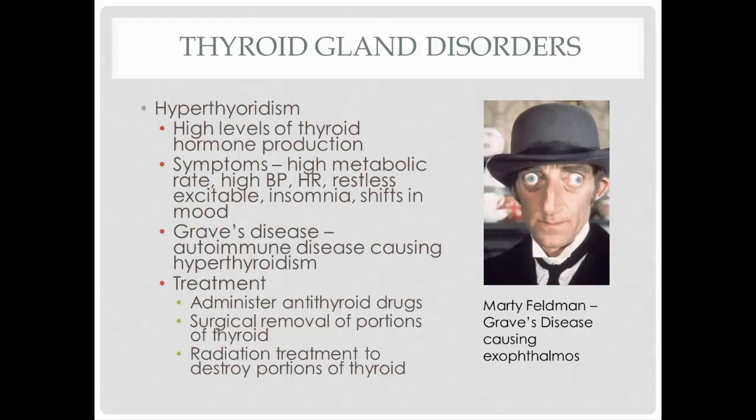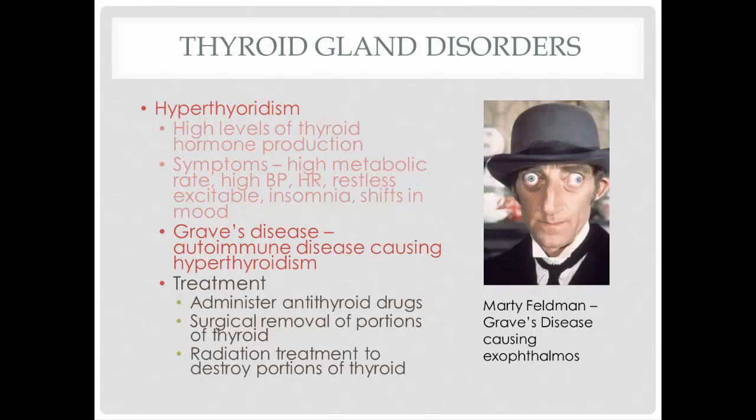The opposite of hypothyroidism would be hyperthyroidism. Now you're producing too much thyroid hormone, so you have high levels of thyroid hormone production. Symptoms, of course, then are going to be related to lots of thyroid. So you're going to have high metabolic rates, high blood pressure, high heart rate, restlessness, all excitable, insomnia, shifts in mood, all those things just kind of revving you up.